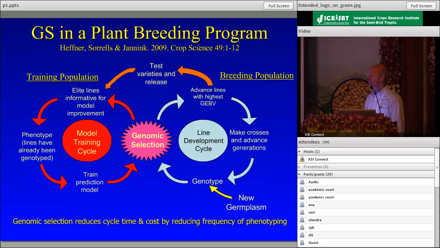This figure just illustrates how those populations work together. The training population is composed of elite lines that are evaluated in your target population of environments, just as you would in your conventional breeding program. You use that phenotypic and genotypic information then to train your prediction model. That prediction model is then used in combination with either new germplasm or new populations coming out of your crossing program. That allows you to predict their breeding value, and then you choose the ones that have the highest breeding values to either recycle in your crossing program or move into advanced trials.